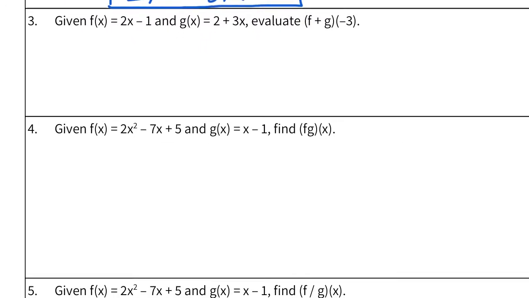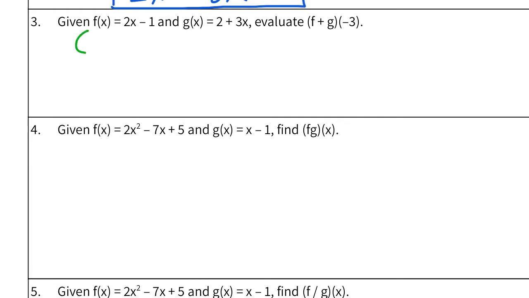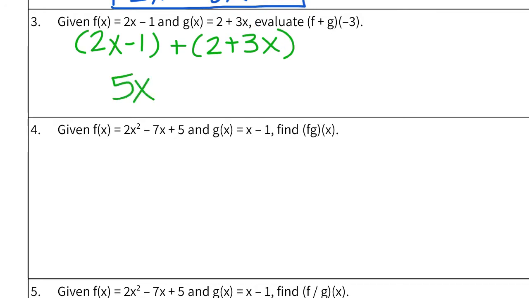Okay, so first let's do that addition. So that would be 2x minus 1 plus 2 plus 3x. Okay, so let's combine our like terms. I have 2x plus 3x, which gives me 5x. And then I have negative 1 plus 2. So that'll give me positive 1, so plus 1. So that's the function f plus g of x.